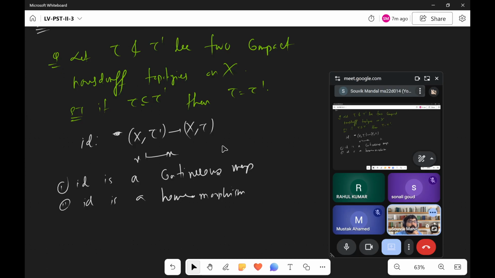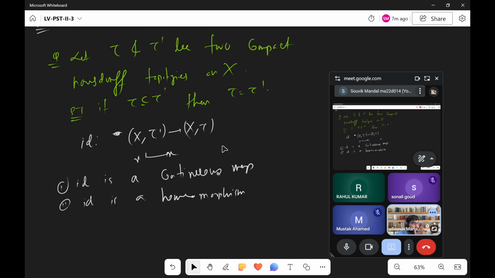That means what? Either you need to show that the reverse map, that means (X, tau) to (X, tau prime), is continuous, or you need to show this identity map is a closed map, or an open map. I mean it's a bijective continuous map. In order to show homeomorphism, you need to show either it's an open map or it is a closed map. So now try to show those things.